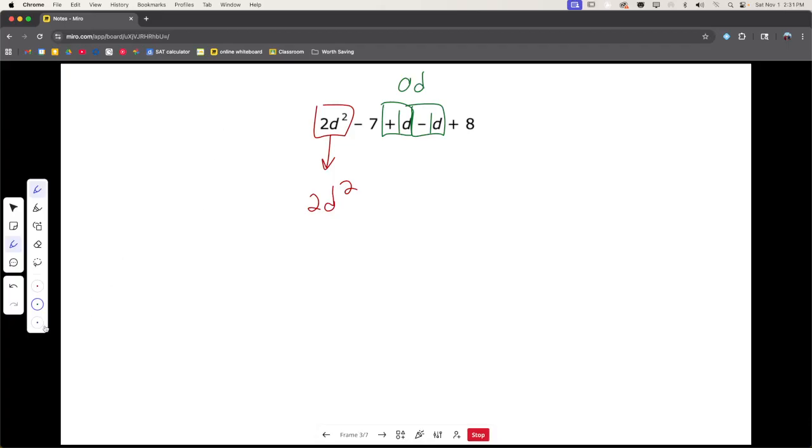And then combine our normal numbers like normal, negative 7 plus 8. Important to note that this is a negative 7 with the minus sign in front of it. So negative 7 plus 8 is positive 1. This is our final answer.